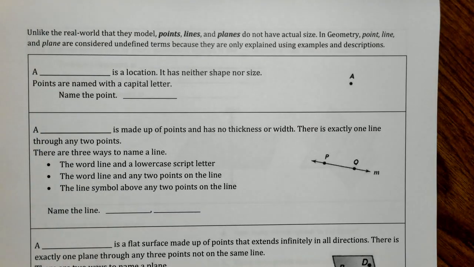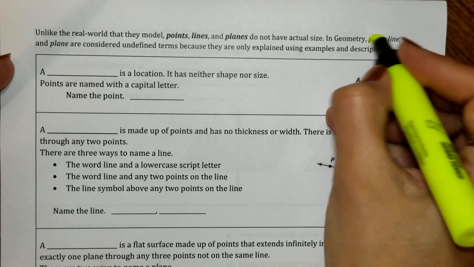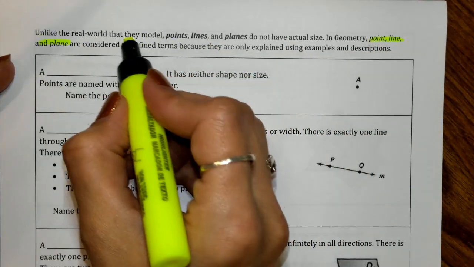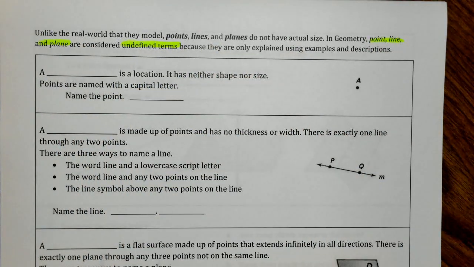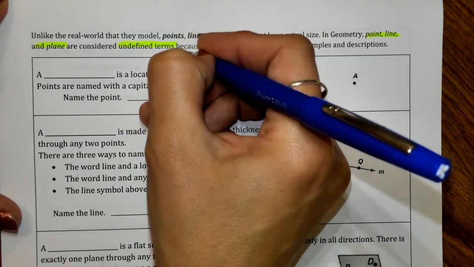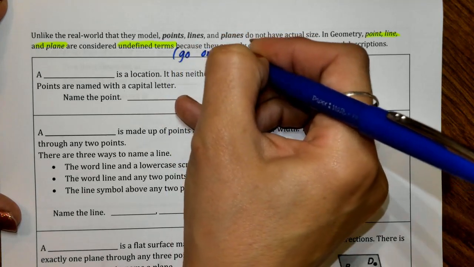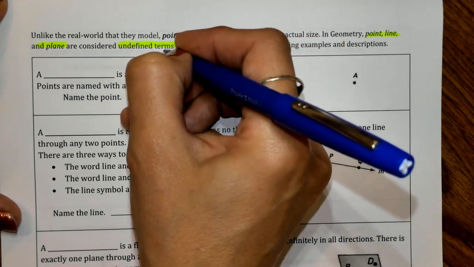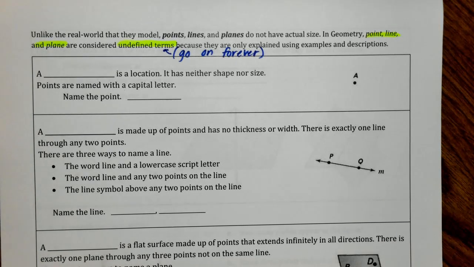Unlike the real world model, points, lines, and planes do not have actual sizes, okay? In geometry, point, line, and plane are considered what we call undefined terms because they do not have an end. This means they're going to go on and on forever. There's no end to it. Obviously, when we draw them, we have to have an end, but in reality, they're never going to end.